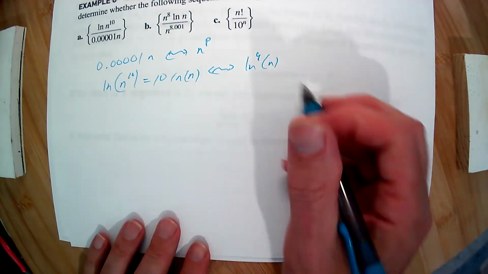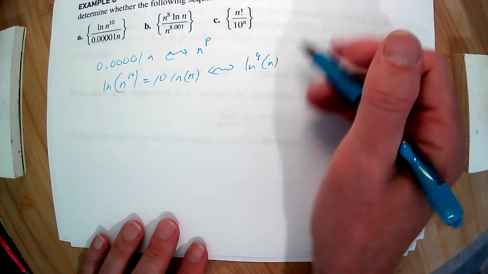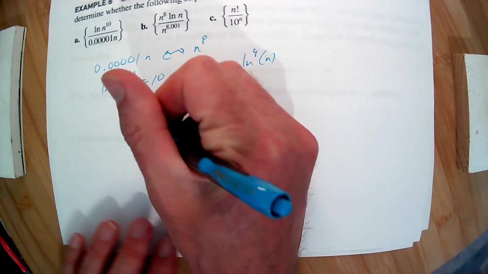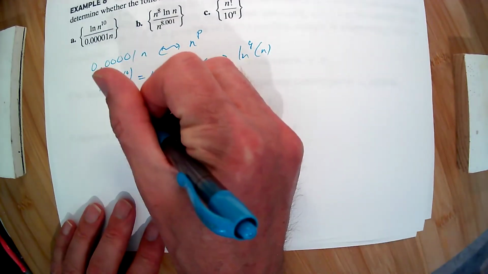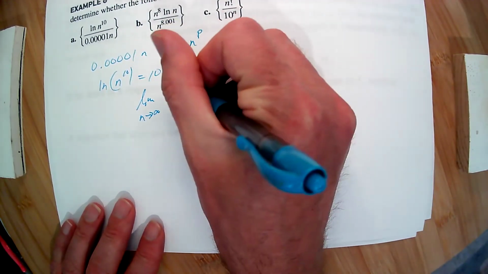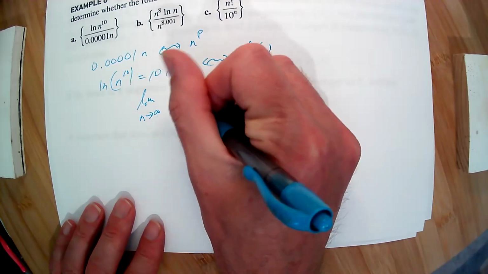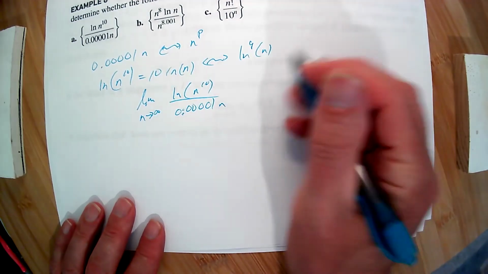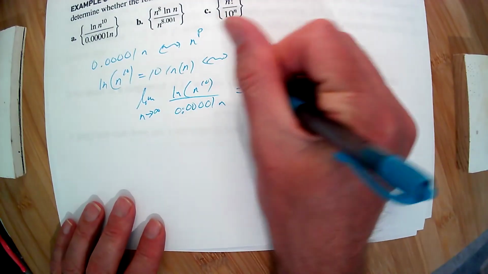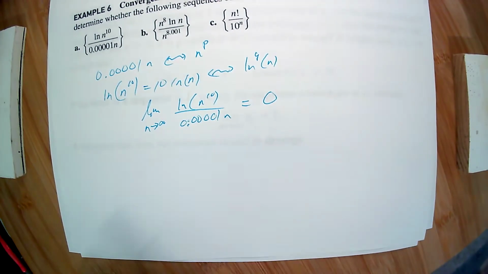Because the bottom is faster than the top, the bottom grows much faster than the top. That means that this limit has to be 0. The bottom is growing much faster than the top. That's what we're going for here.